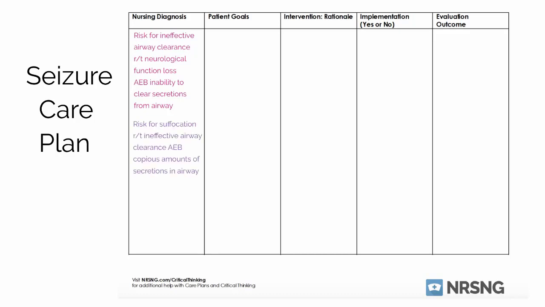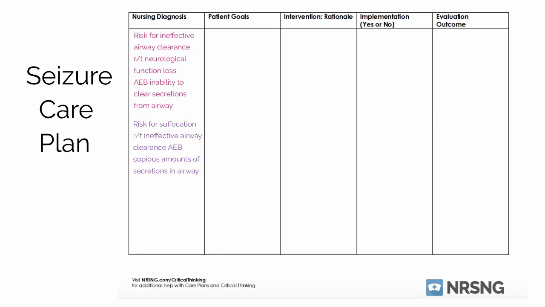The second nursing diagnosis that I put on is risk for suffocation related to ineffective airway clearance as evidenced by copious amounts of secretions in the airway. And again, like I said, risk for suffocation is not followed by related to or as evidenced by, but I did put that in there.